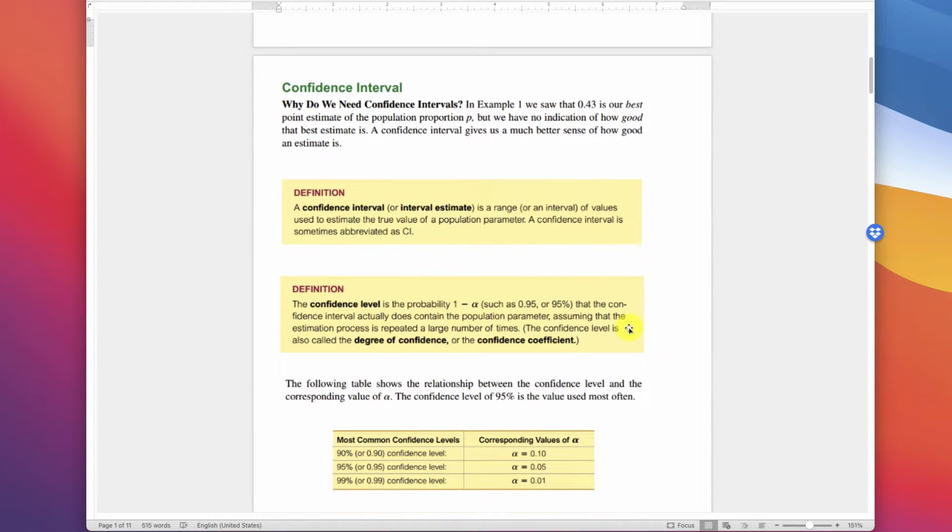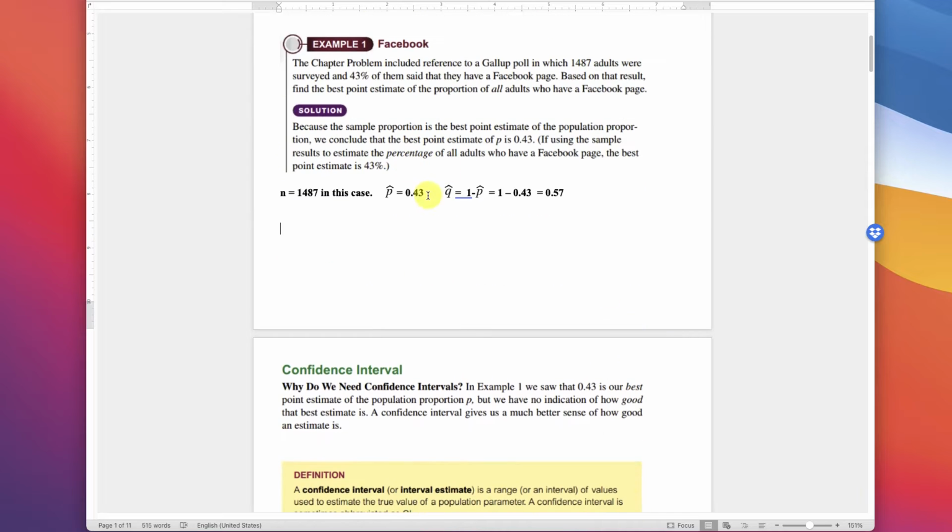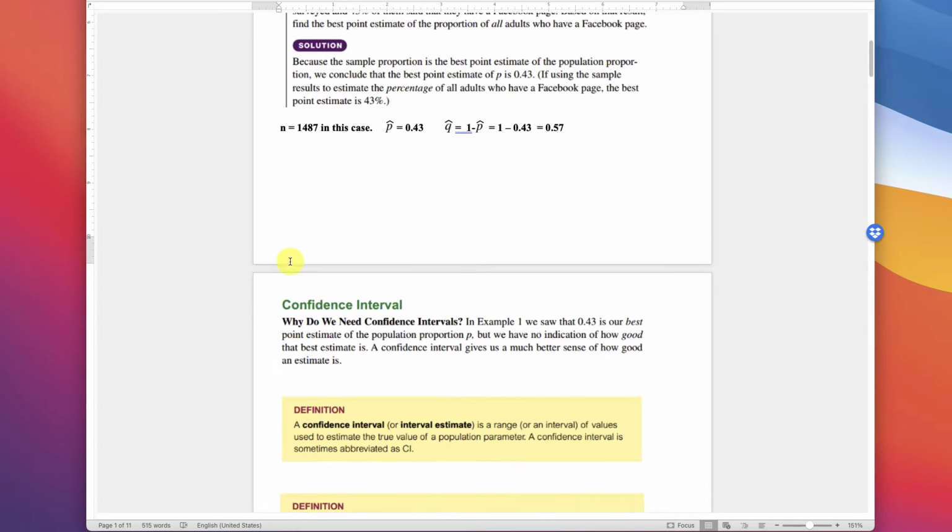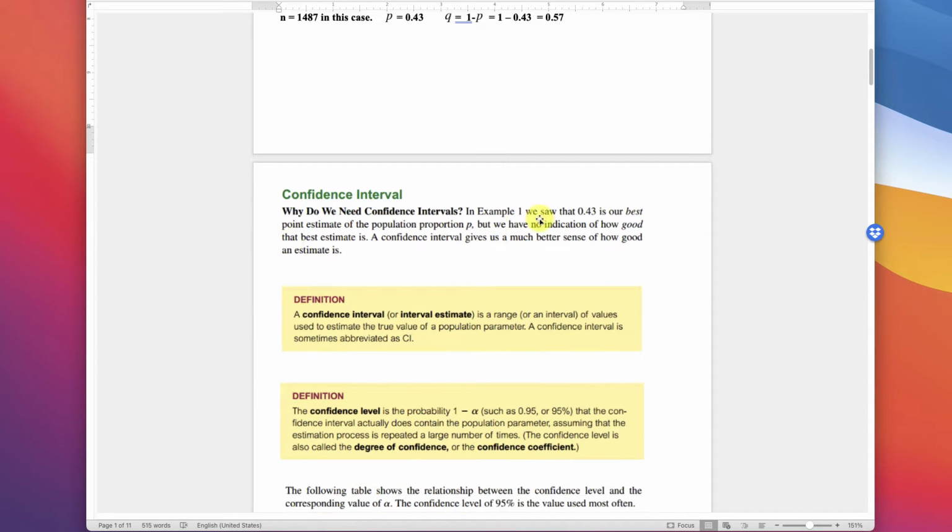All right, so now a confidence interval. A confidence interval would be bounds on that 0.43, because that's an estimate, right? We want to be so confident that we're capturing the true proportion, so we'll create a confidence interval. We saw that 0.43 was our best point estimate of p, but we have no indication how good that estimate is, right? We just know that it does target it. A confidence interval gives us a much better sense of how close our estimate is.